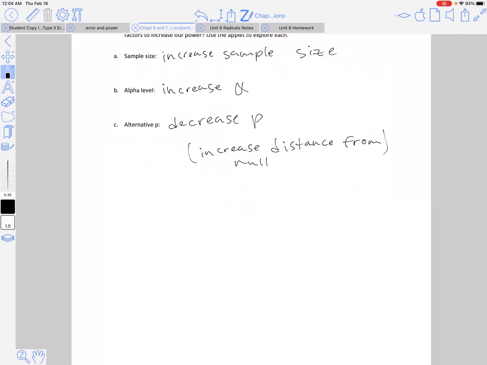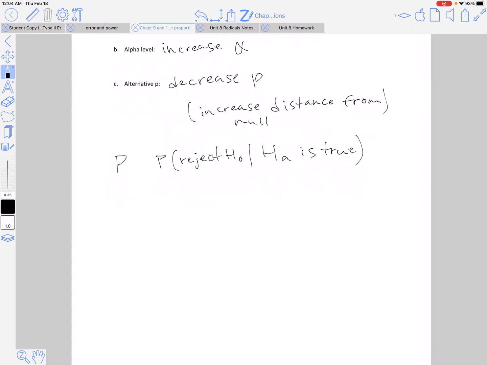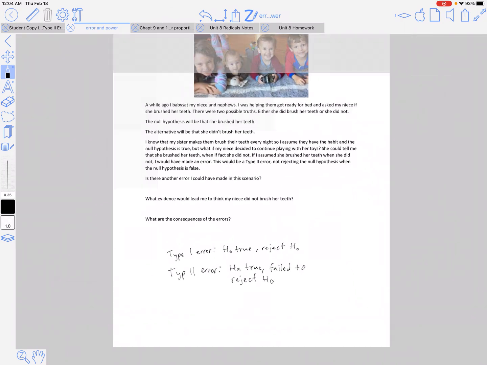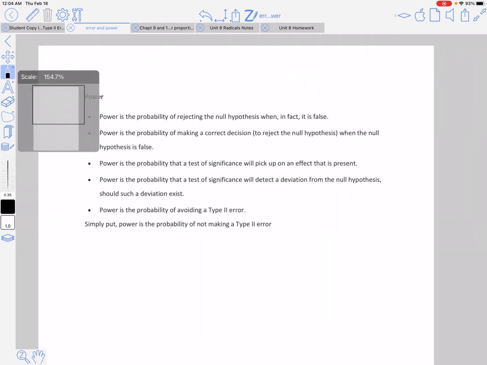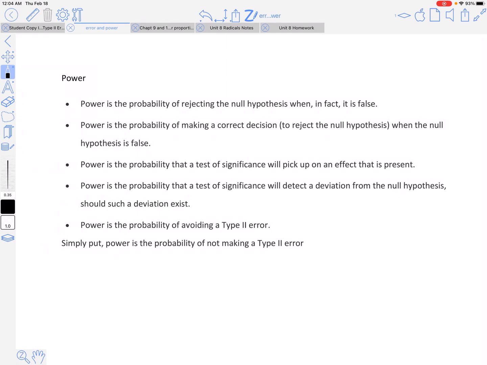Okay, so what is power? Power is the probability that we reject the null given that the alternative is true. Okay, so let's look at a few statements real quick. You might want to write these down on that part of our notes that we're on right now. There are a few things that do describe power.